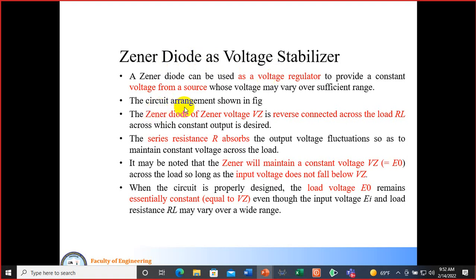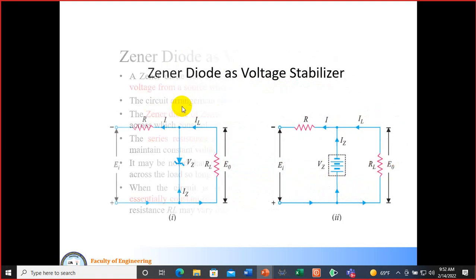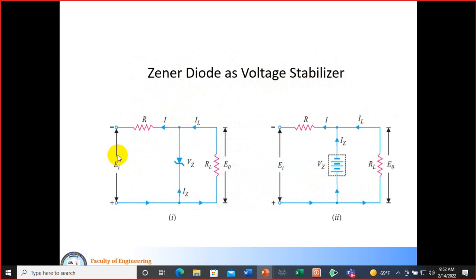The circuit arrangement is shown in the figure. Look at over here. This is the circuit arrangement. This is your applied voltage source EI. This is the zener diode. This is your load resistance, and this is the series resistance R.